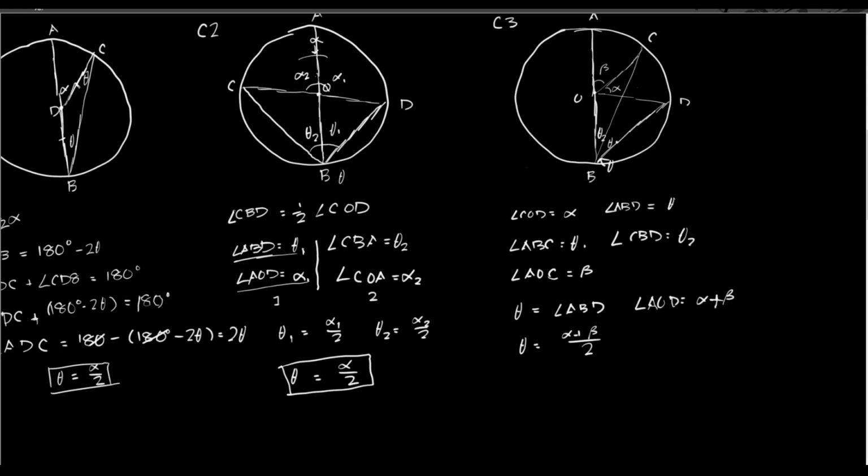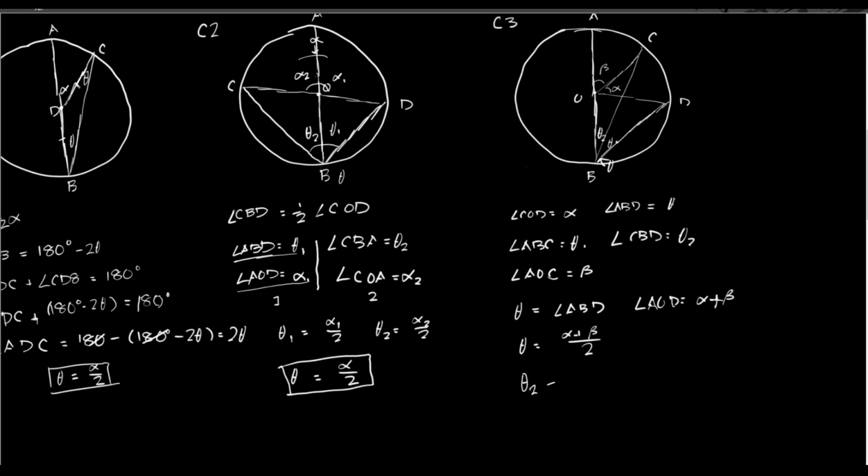So we know that theta is equal to alpha plus beta over 2. And this is one way we used our first case to help us with our third case. But we can use our first case to help us again with theta 2. And we see that theta 2 is the inscribed angle ABC, and the central angle subtending the same arc is angle AOC, which is beta.